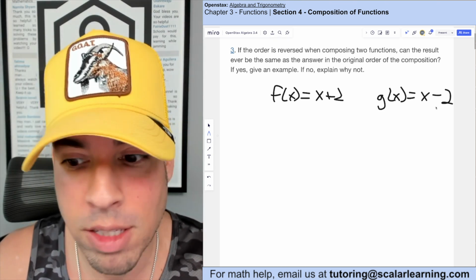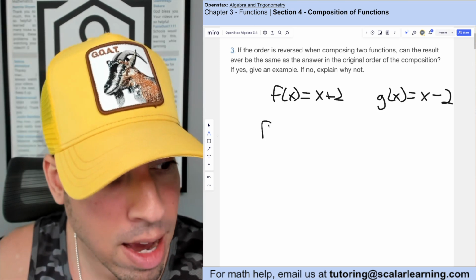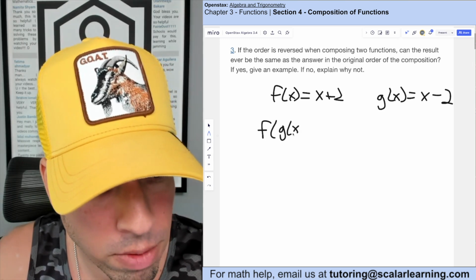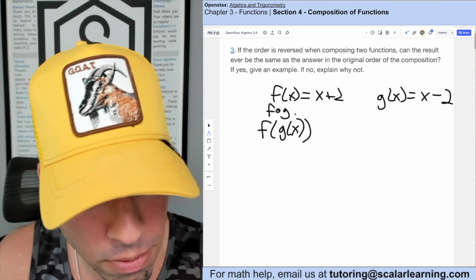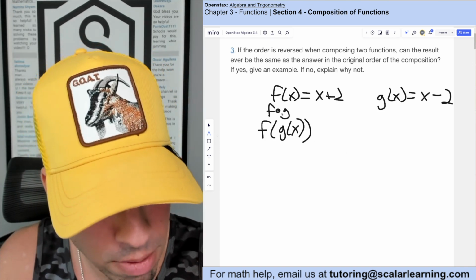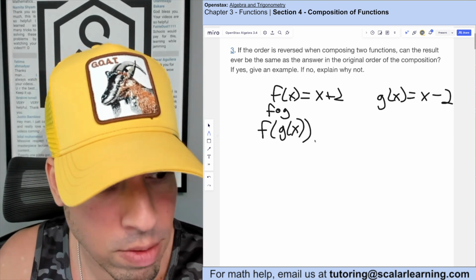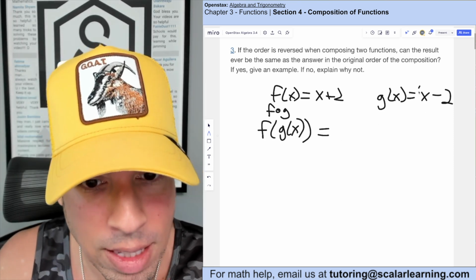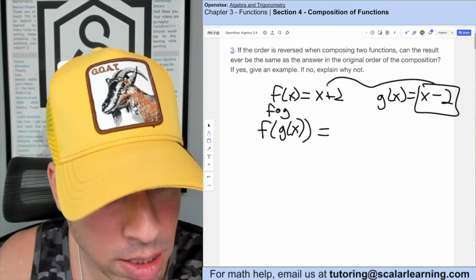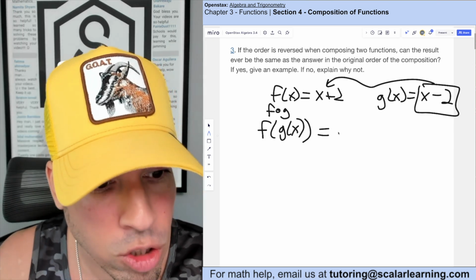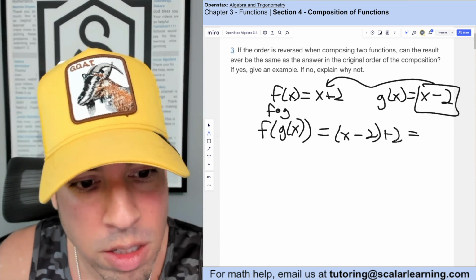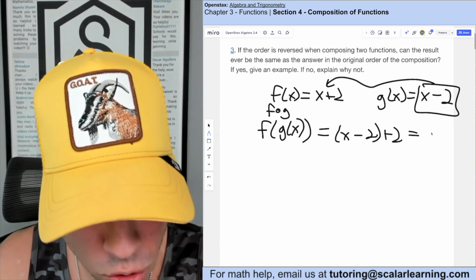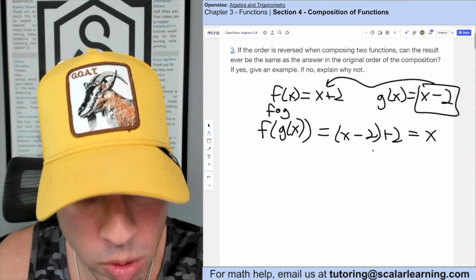Now, check this out. If I take f of g of x, and this notation is equivalent to f of g, it looks like fog, but it's f composed with g inside of it. So that would be taking this function and plugging it into this guy for that x. So x minus 2 replaces the x in x plus 2. This is going to simplify, combine the negative 2 and the 2 to an x, because those will cancel out.